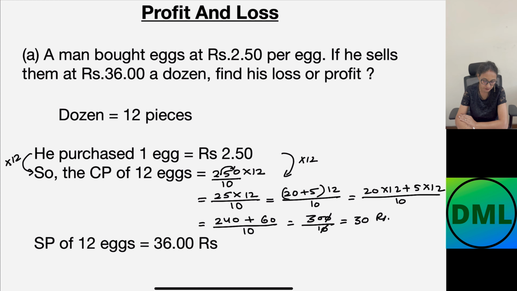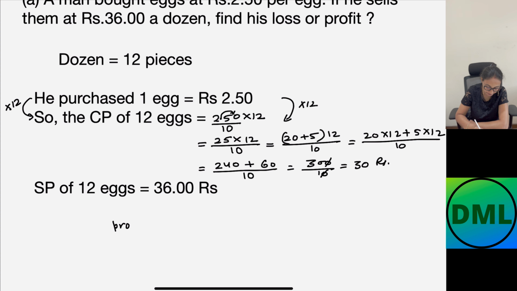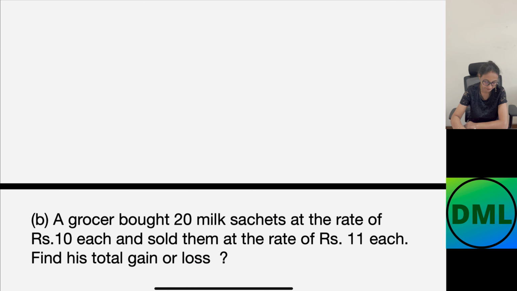The selling price of 12 eggs is 36 rupees. Now do you have a profit or loss? Here the selling price is more than the cost price. That means you have a profit. The formula for the profit is selling price minus cost price. Selling price is 36 minus cost price 30. If you subtract it, your answer will be 6 rupees. So you have a profit of 6 rupees. Let's see one more example.